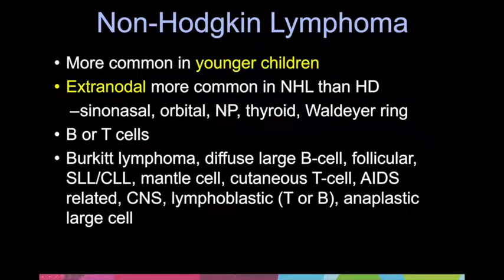As opposed to Hodgkin lymphoma, non-Hodgkin lymphoma is most often extranodal in location and more often occurs in children under the age of 15. Non-Hodgkin lymphoma in the head and neck may occur in the sinonasal cavity, orbit, nasopharynx, thyroid, or Waldeyer ring. Multiple subtypes exist. They may be B-cell or T-cell in origin. The most common in children are Burkitt lymphoma and diffuse large B-cell lymphoma.